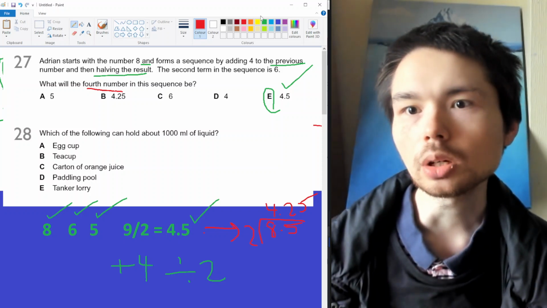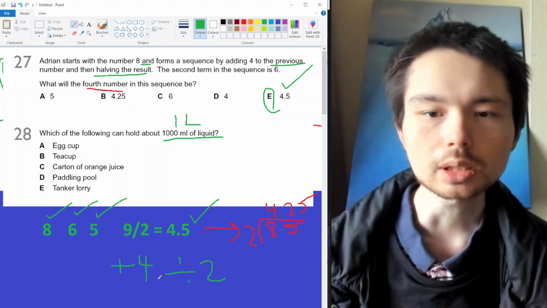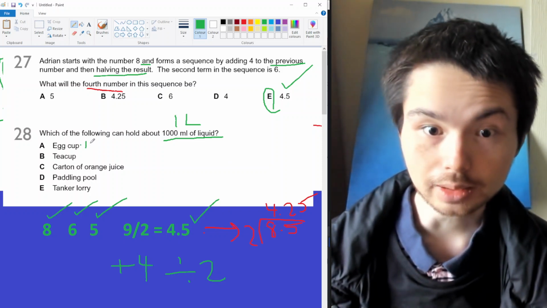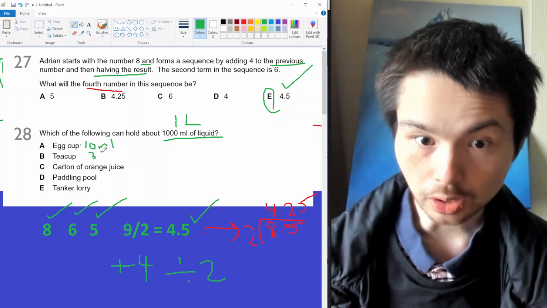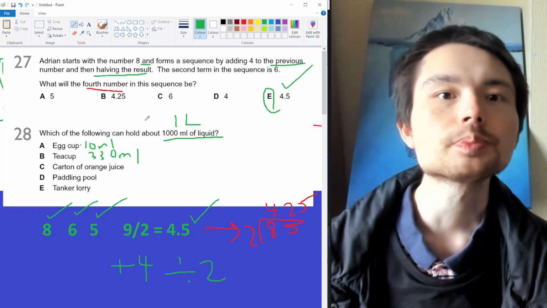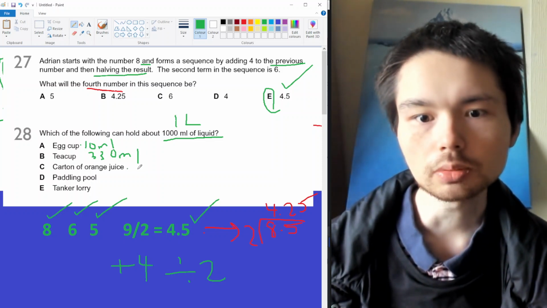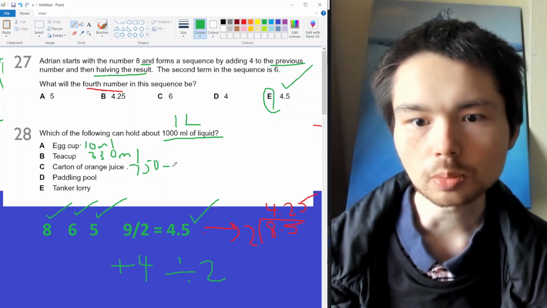Next, 28. Which of the following can hold 1,000 milliliters of liquid? That is 1 liter. That's like a jug, like a bottle of water. Egg cup, no. That could be like 10 milliliters. Teacup, no. That's 330. You've got a can of Coke, just go look at it. Can of fizzy drink is about 330.